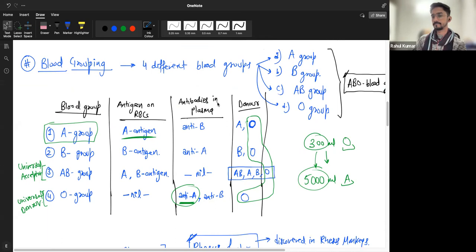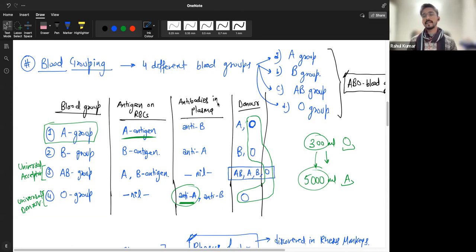Yep. And considering the same fact, why cannot O blood group receive blood from others? If it's only 1/10th, then why cannot O receive blood from other groups? Why can't O receive blood from A, B, or AB blood group, right? So that is because, that's a good question. That's a good observation you did.